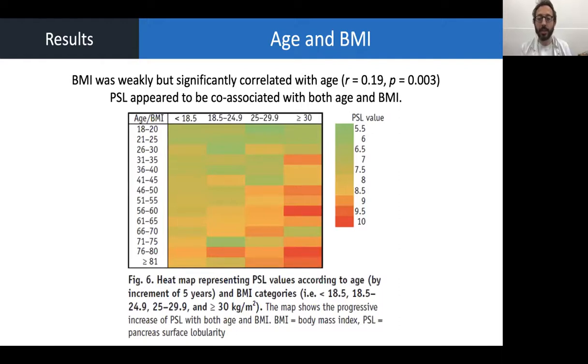When we combine all of that, this is a way of summarizing the results. Since BMI was weakly but significantly correlated with age, it appeared that PSL was co-associated with both age and BMI. And you see that here in the heat map representation. You have the BMI categories here, and you have the age here. And you see that overall, we have a smooth transition from the green value of the PSL towards the more reddish and orange value of the PSL with older patients and more obese patients.